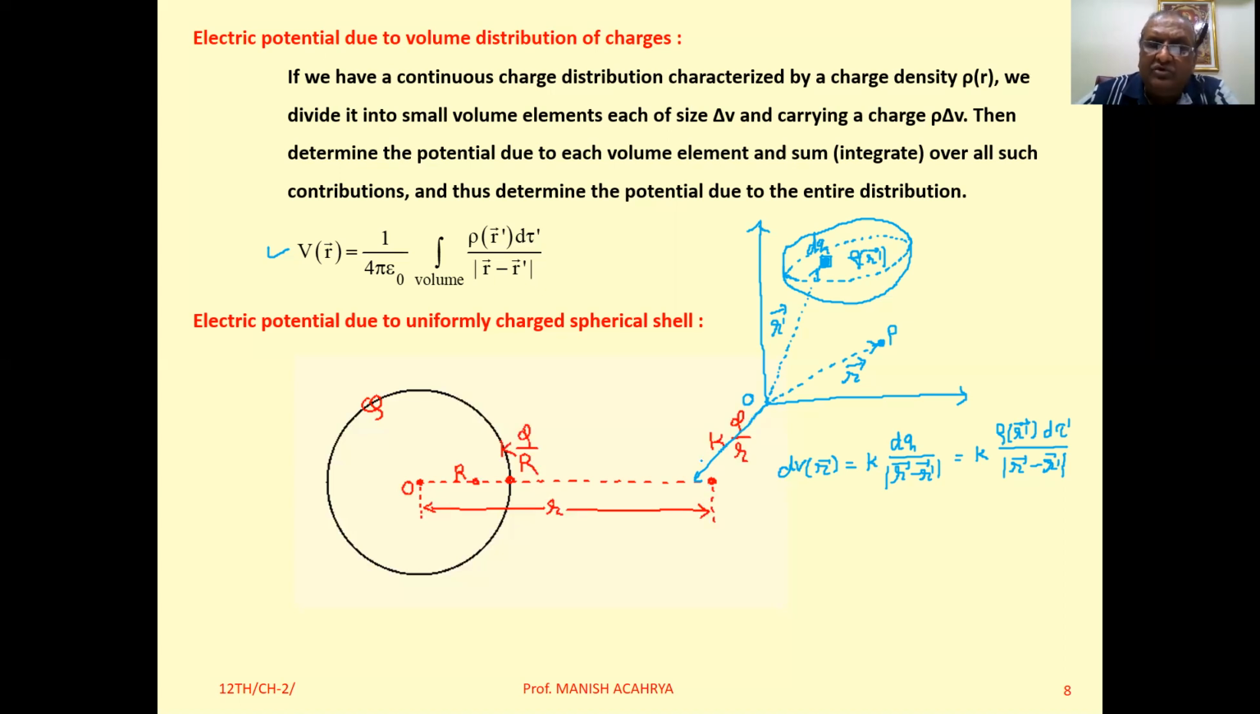Now see, suppose the radius of the shell is capital R, and we want the potential at a point which is at a distance small r, where small r is greater than capital R. Then we can write simply kq by r. Suppose we want the potential at the surface of the shell. Now at the surface we can take small r equal to capital R. So we can write kq upon capital R. Clear to all of you?